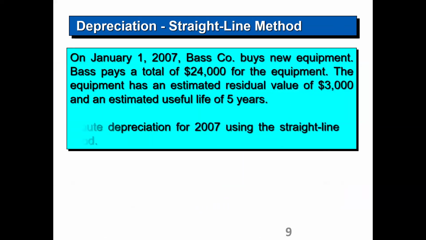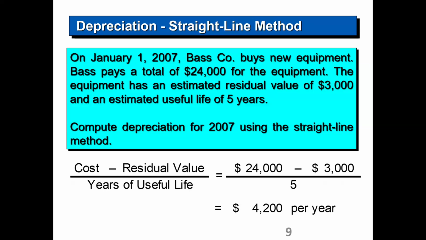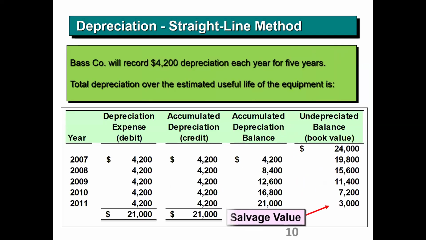Now let's solve this example. An asset is being purchased on January 1, 2007 at a total cost of 24,000. Residual value of this equipment is 3000 and the useful life is 5 years. So that means this asset will have depreciation expense under straight line method of 4200 per year. So now let's see how this is a depreciation schedule. In the first year, we will have depreciation expense debit and accumulated depreciation credit of equal amount. And we'll have accumulated depreciation balance of 4200.